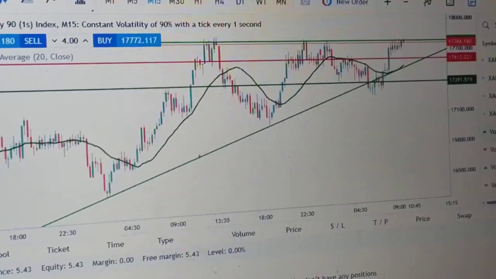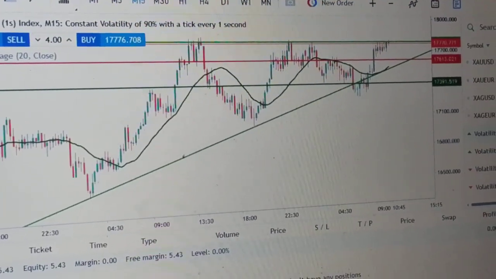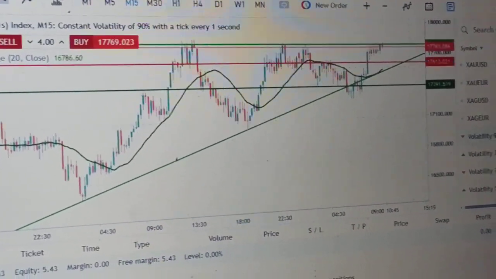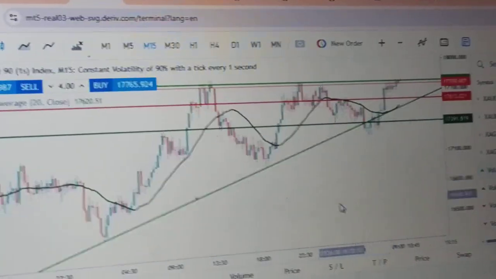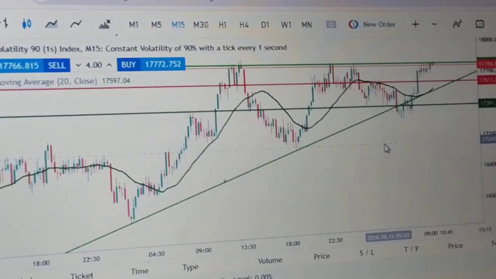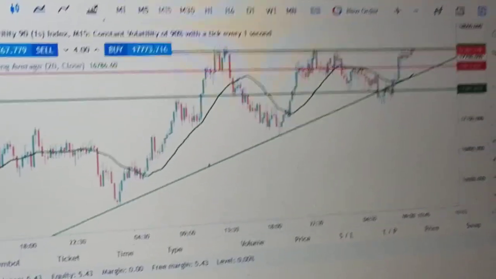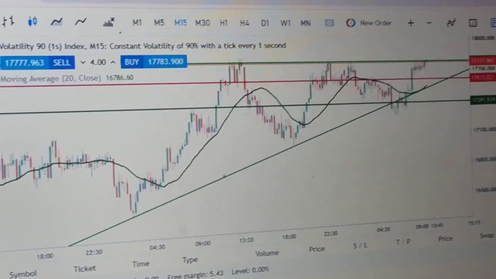Let's go back to synthetics and indices. We analyze 2 and then we sign out for today. I'm having meetings the whole day, so I won't take most of your time, guys. So let us take on this Volatility 91s.